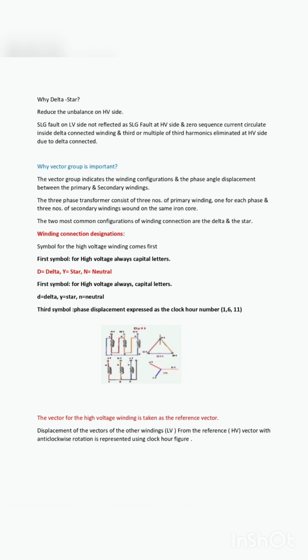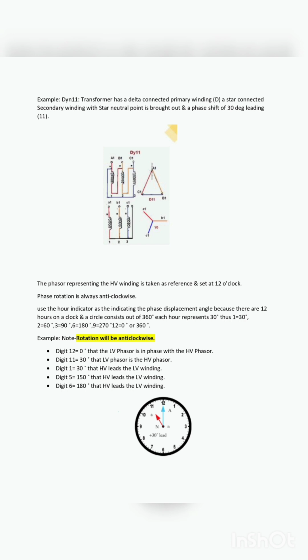The vector for the high voltage winding is taken as the reference vector. Displacement of the vectors of the other windings (LV) from the reference HV vector, with anticlockwise rotation, is represented using the clock hour figure. Example, Dyn11: transformer has a delta connected primary winding, a star connected secondary winding with star neutral point brought out, and a phase shift of 30 degrees leading, 11. The phasor representing the HV winding is taken as reference and set at 12 o'clock. Phase rotation is always anticlockwise.